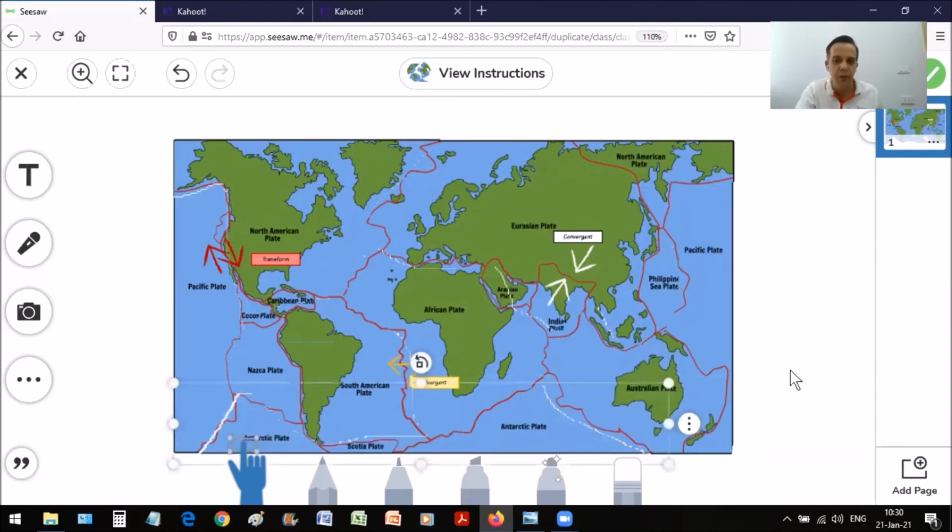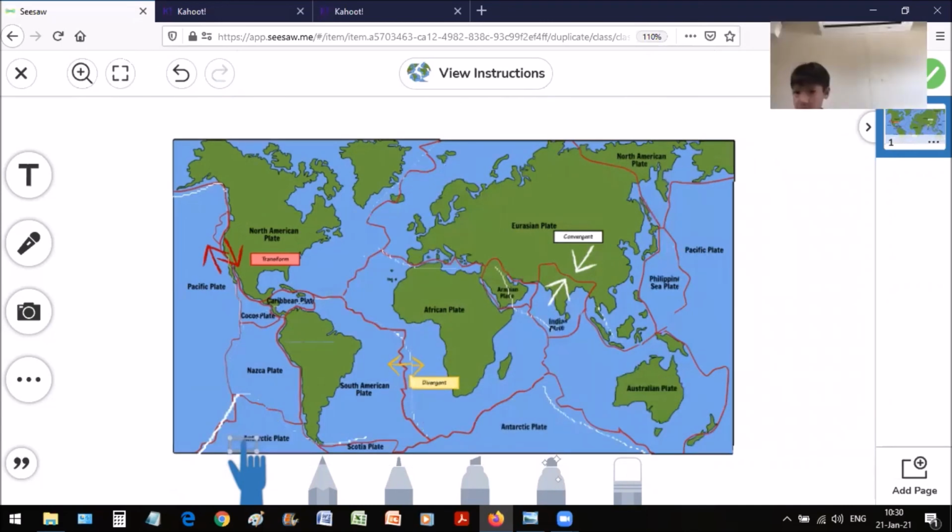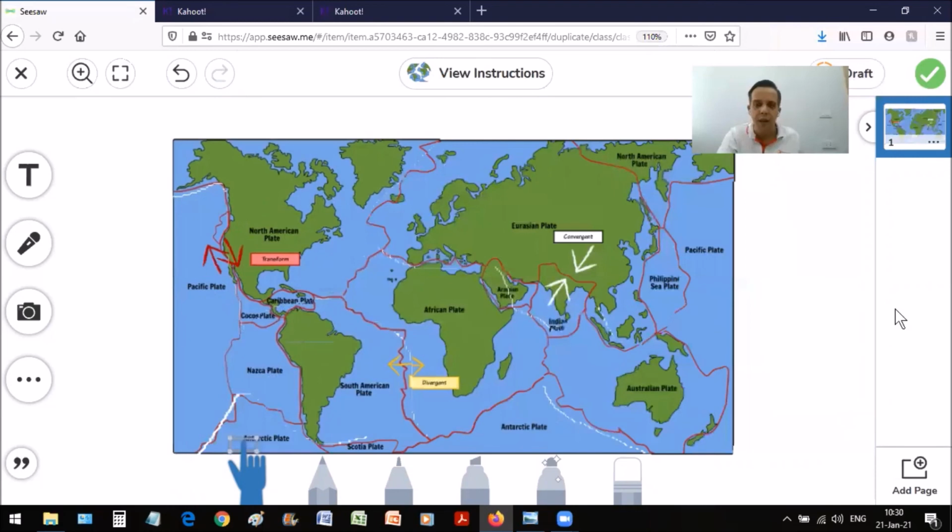So if you are able to do this, you click the green check mark icon and you can complete your work. This is all you have to do. Quite simple.